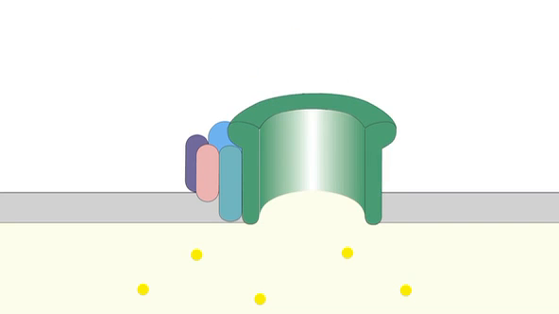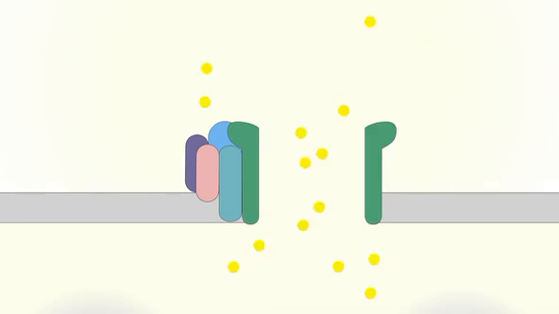The pore disrupts the ionic and osmotic balance across the membrane and thus kills the bacterial cell.